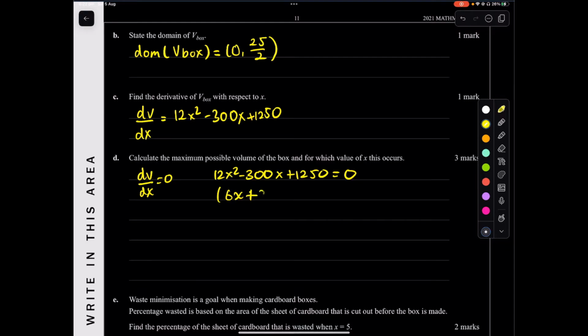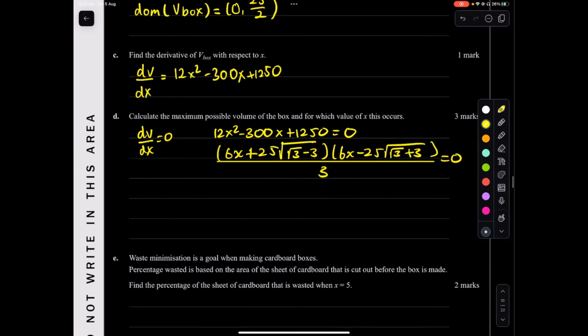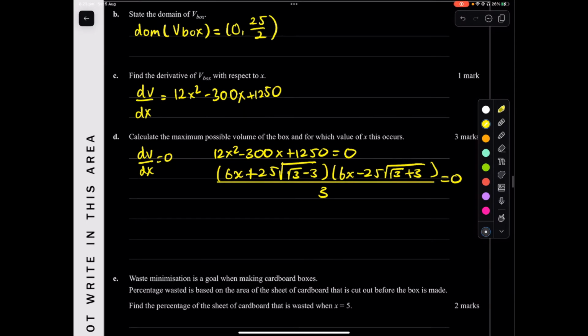Plus 25 root 3 minus 3, multiplied by 6x minus 25 root 3 plus 3 all over 3, must equal 0. Meaning that your values would be these two possible values.